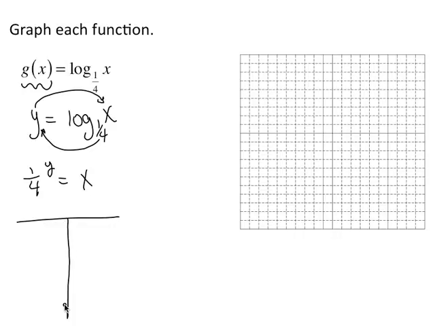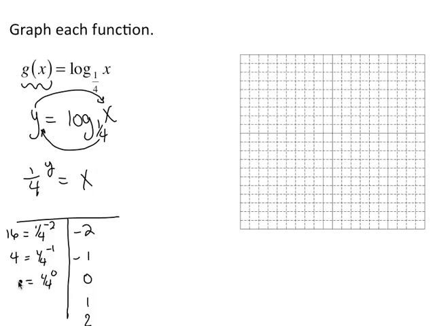Now I'm going to create my t-table here to organize my work. If you notice here, it's easier to select points for y than it is for x. So I'm going to select -2, -1, 0, 1, and 2 to replace for my y, and then I'm going to solve for x. So here I have 1/4 to the -2. That's going to give me, remember this negative sign flips my fraction, so that gives me 4 squared, which is equal to 16. And then 1/4 to the -1 is equal to 4.